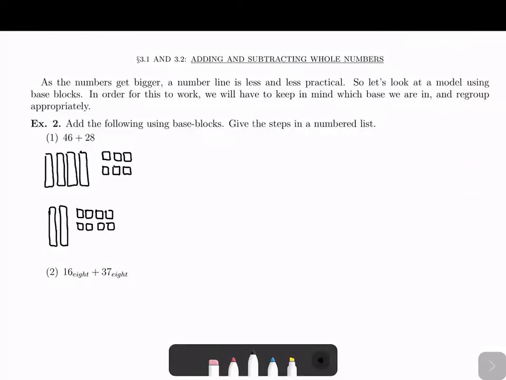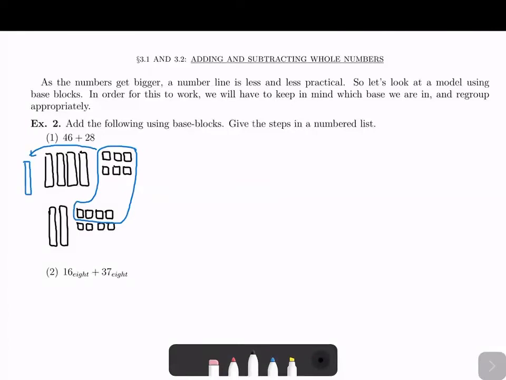So just like before, we are going to first add the units. So we're going to take these 6 up here and add the 4 down here. So we're going to take these and we're going to make another long. So this is going to give us another long. And we can't regroup the units anymore.